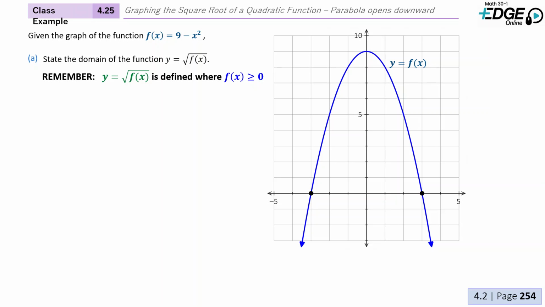So from the graph, we can see these points. They're going to be our x-intercepts. So the graph is only going to be defined between those 2 points because our graph is above 0 in this section and it's below 0 in this section. So it's only allowed in between.